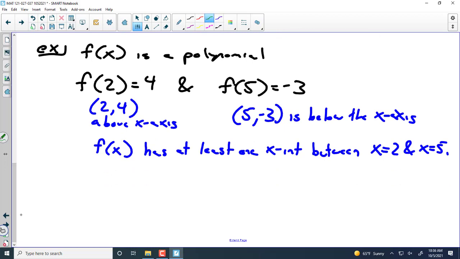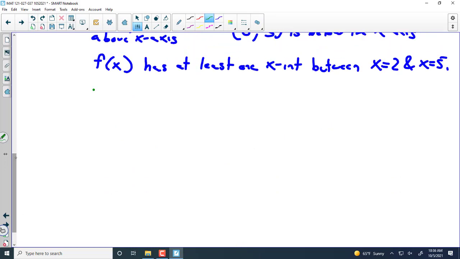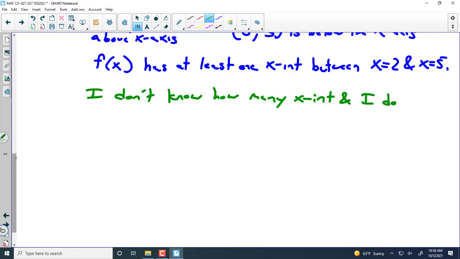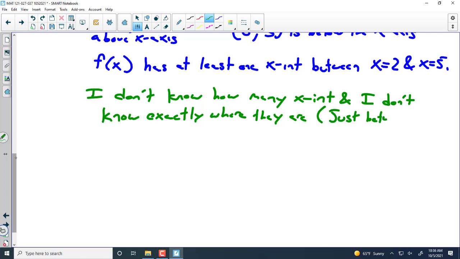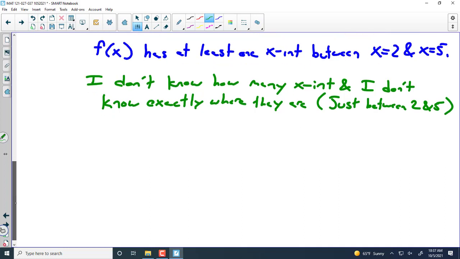So I don't know how many x-intercepts, and I don't know exactly where they are. I just know they're between 2 and 5, for that example. And we don't want to ask too much of the intermediate value theorem. There are some things it can't tell us.